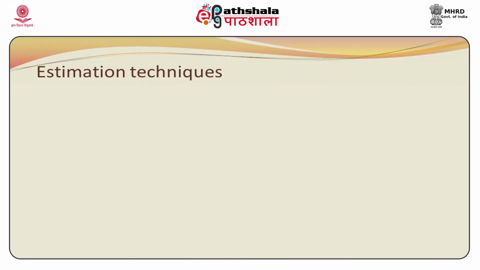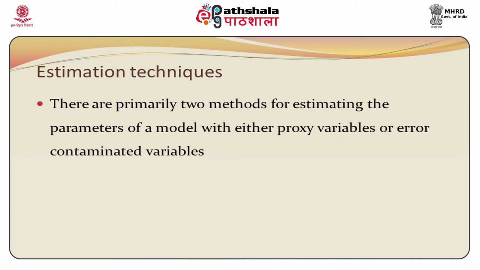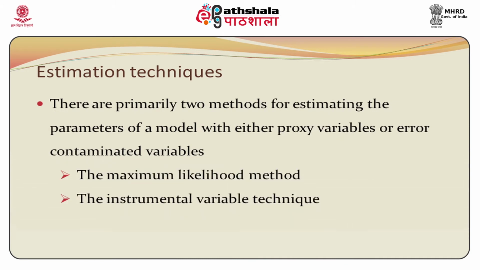There are primarily two methods for estimating the parameters of a model which has either proxy variables or error contaminated variables. As we saw, the least squares is ruled out, but then we can use the maximum likelihood method, and the second method that we will be discussing later would be the instrumental variable technique. In today's lecture, we will be looking at the maximum likelihood method of estimating the parameters in the presence of proxy variables or errors in variables.